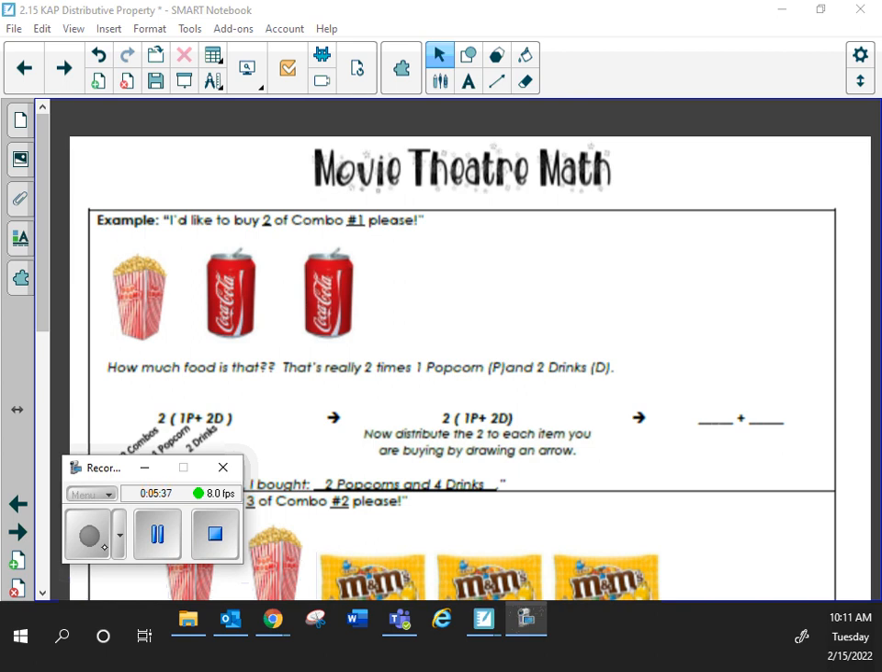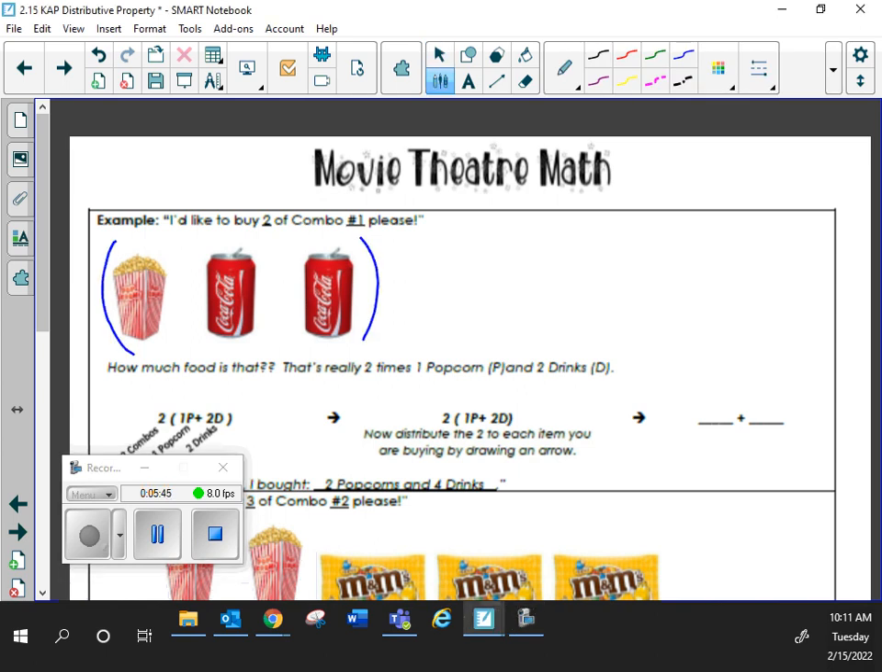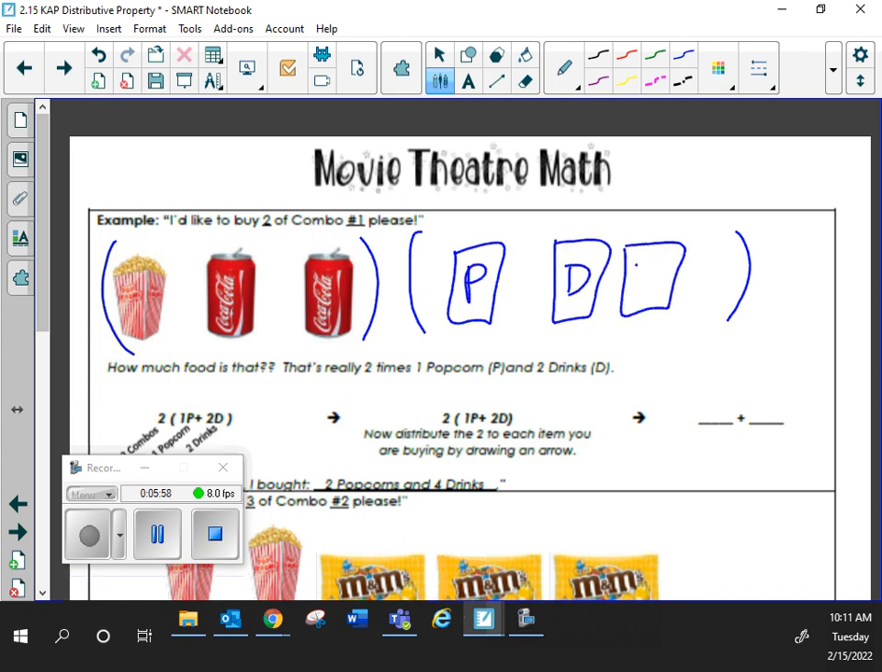The guy at the cash register is going to be like, oh, you know what, the number 1. He's going to look back at the menu, and this is what he's going to see. In the number 1, there is 1 popcorn with 2 drinks. But I don't just want 1 number 1, I want 2 number 1s. So I'm basically going to copy and paste that. I'm going to get another popcorn and another 2 drinks, right?